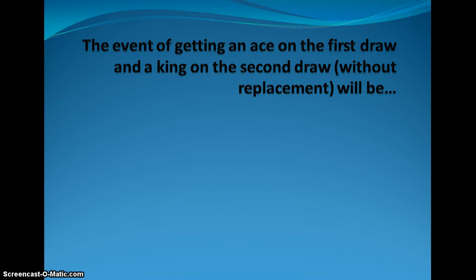So the event of getting an ace on the first draw and a king on the second draw, but that first card was kept out. The probability that I'm going to get an ace on the first draw is 4 out of 52. There's still 4 kings in the deck, but now there's only 51 cards. So the probability of me getting a king is 4 out of 51 this time. So now when I go through and I multiply, I end up with a 4 out of 663 chance. So there's 663 scenarios which could occur. 4 of them will give me an ace followed by a king.